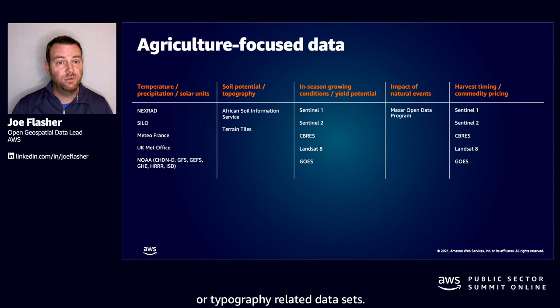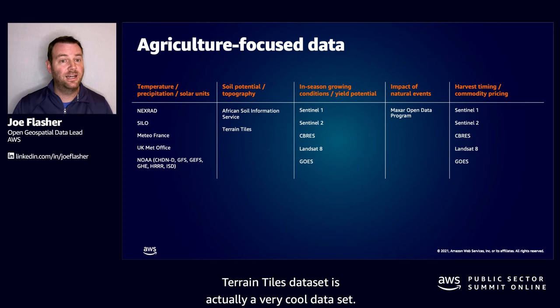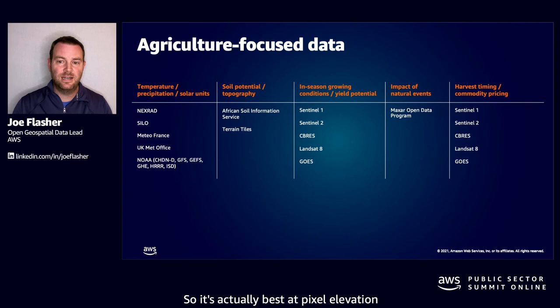We've got soil-related data sets or topography-related data sets if you're looking for things like water runoff. African soil information data is there. Terrain tiles data set is actually a very cool data set. It's a derived data set. So it's actually best at pixel elevation for bringing in a whole bunch of different elevation data sets. So that's a very cool one as well.